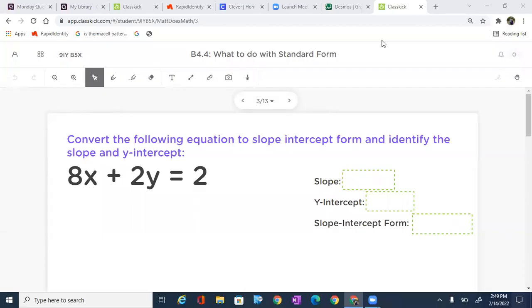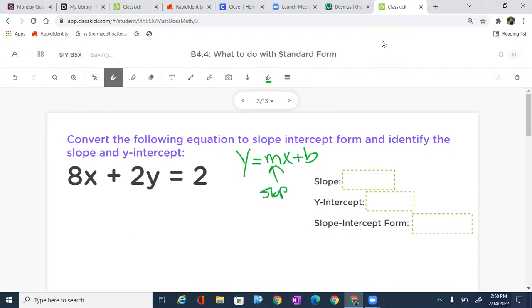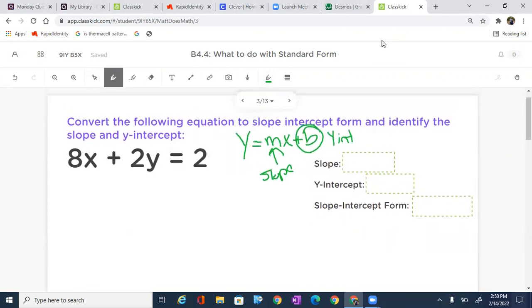Let's go ahead and convert a standard form linear equation over to slope-intercept form. As we do that, the first thing we want to do is write down what slope-intercept form is. If you remember, that is y equals mx plus b, where m is our slope and b is our y-intercept.